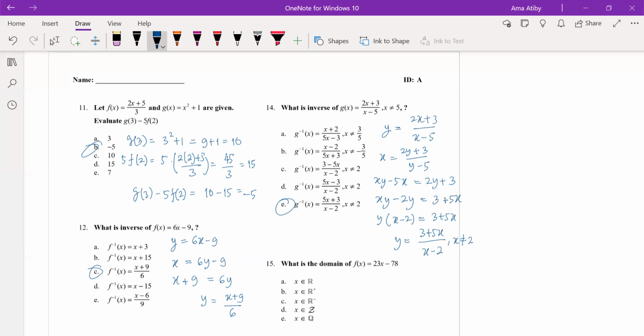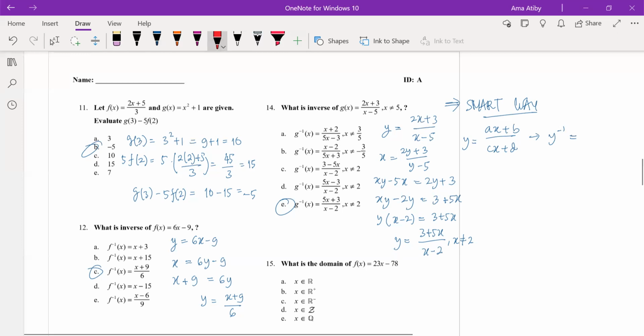Right. So there is a simple way for solving a question like this. Let's say it is the smart way. So if you have the function of ax plus b over cx plus d, then the inverse of this function, you are interchanging A and D and then change the sign.